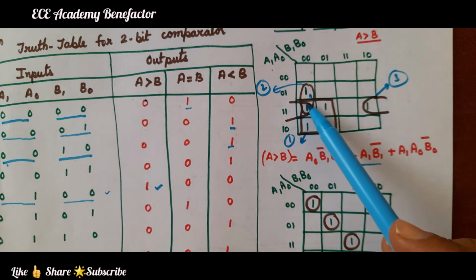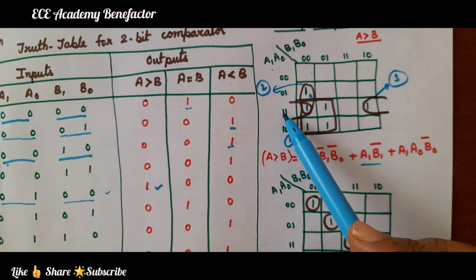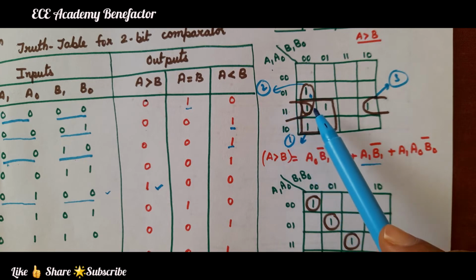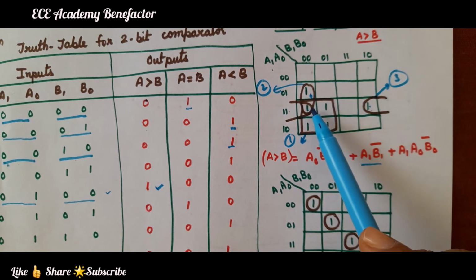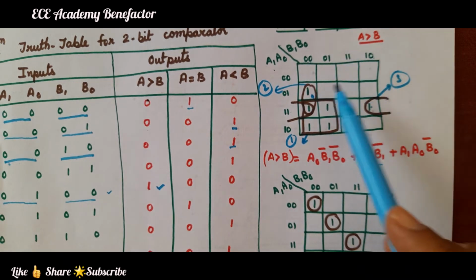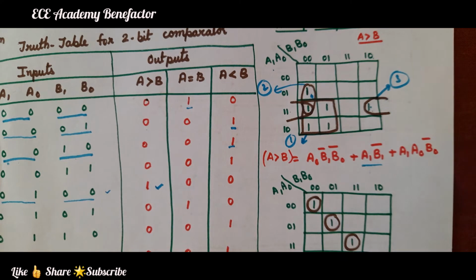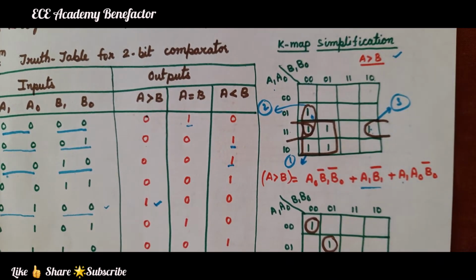Now for this pair, 1 1 is common, and 1 1 means A1 A0. In these 2 columns, what is common? B0 is common, and it is 0, so B0 bar. So what will come? A1 A0 B0 bar. So this is the K-map simplification for A greater than B.